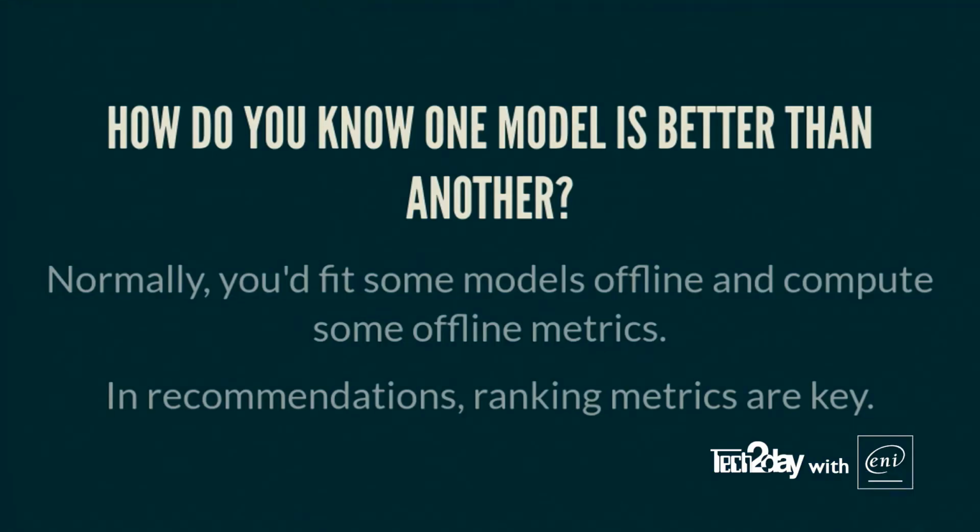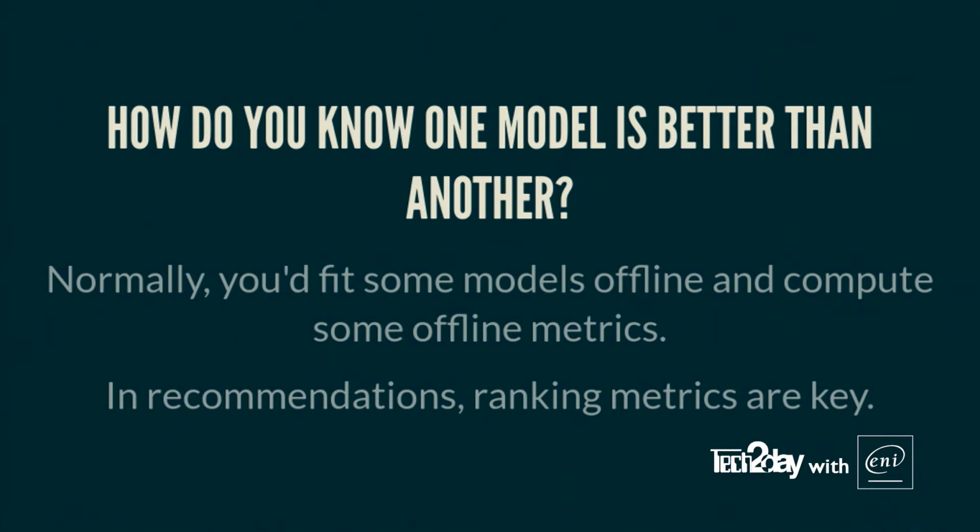So yeah, that's how you select models. But how do you know a given model is better than another? That's another area where recommender systems are different than simple classification. If you have a classification problem, normally you'd take your data, fit some models offline, define a metric like accuracy, and say, I have these 4 models, these are the accuracy metrics, the one that's got the highest accuracy, we pick this one, and that's what we run with.